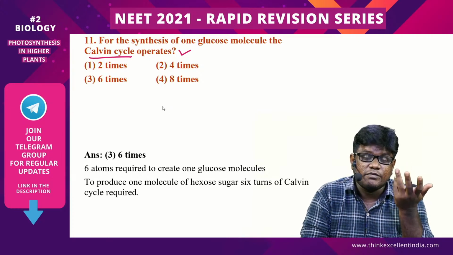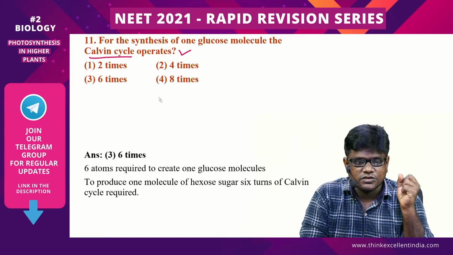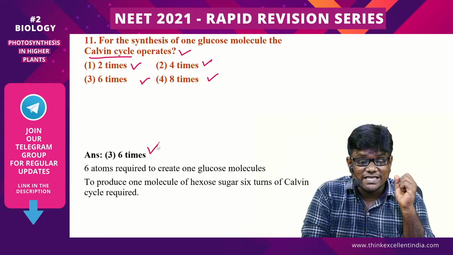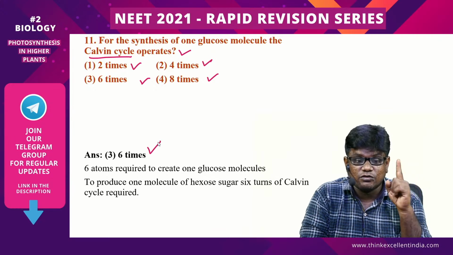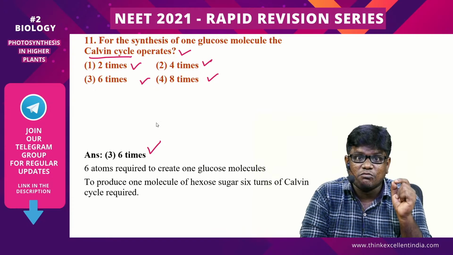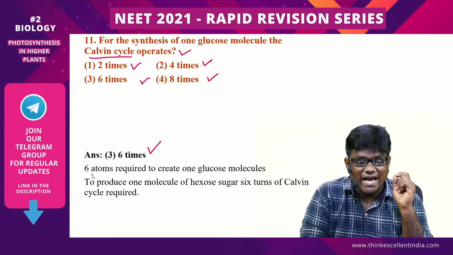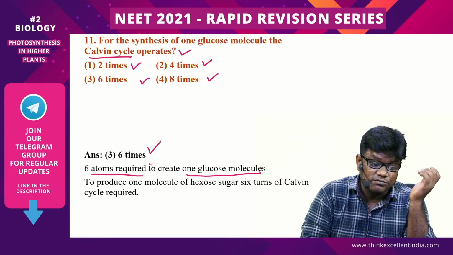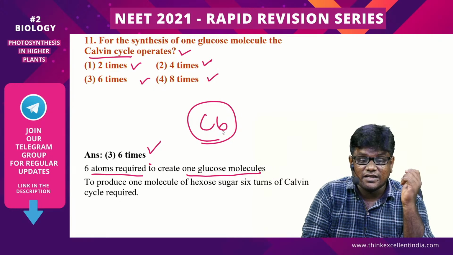The carbon molecules will be utilized and converted into carbohydrates, with the use of ATP and NADPH. So 2 times, 4 times, 6 times or 8 times. So 6 times. Why is 6 times the correct answer? Just a few minutes ago we discussed one question. What is the question? How many molecules are required to create 3 molecules of glucose from ATP and NADPH? So 6 atoms are required to create 1 glucose molecule. 6 atoms. What is that? C6. So C6 molecules will be created.